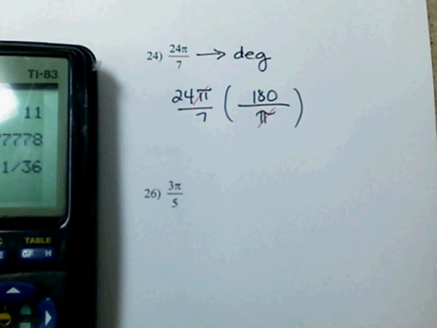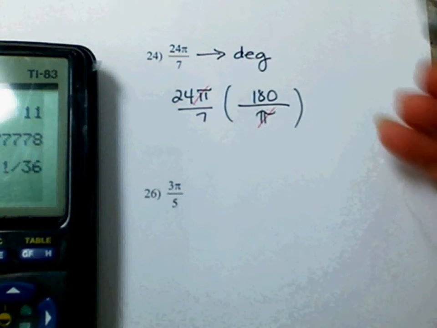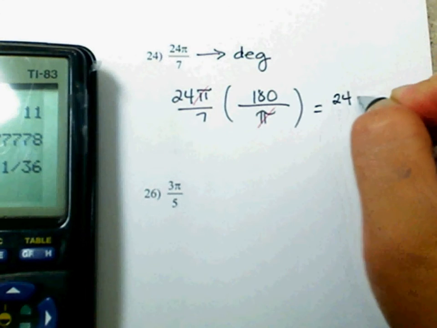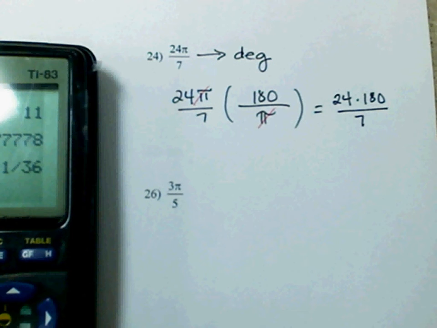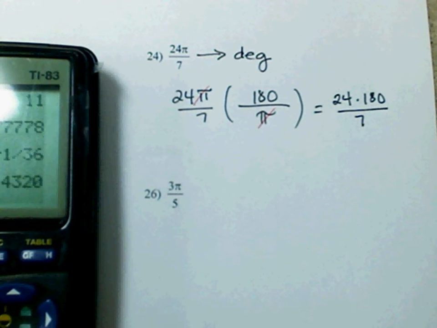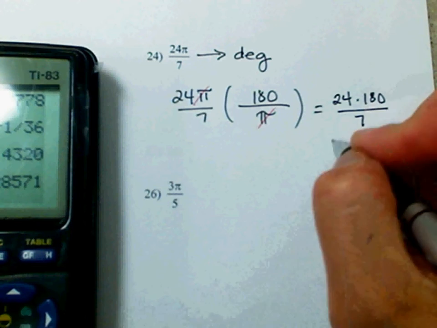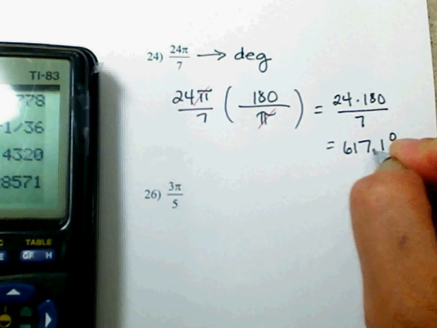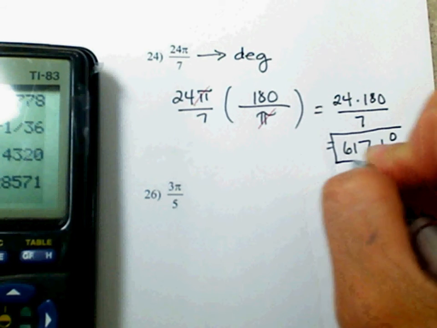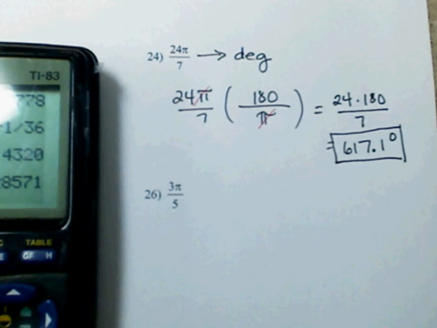24 times 180 divided by 7. 24 times 180 equals, divided by 7. Okay? This gives you 617.1 degrees. If there's a decimal, make sure you round it correctly to the nearest tenth, and I will be fine, knowing that is not a perfect degree.